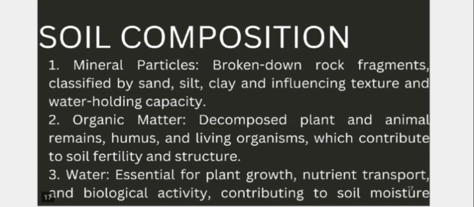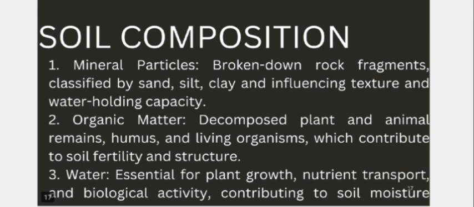First is the mineral matter. This is the broken down rock fragments, including sand, silt, and clay. It means that if you take a big rock and smash it into tiny pieces, that's kind of what happens to create mineral matter in soil.